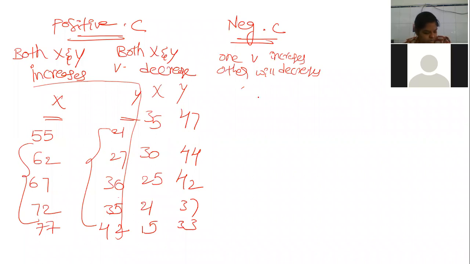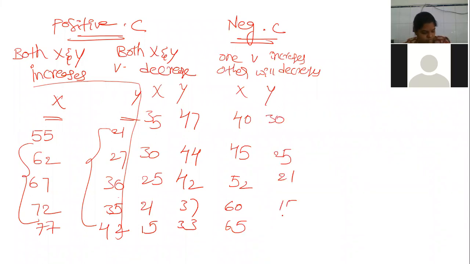Just write down x and y. 40, 45, 52, 60 and 65. And here 30, 25, 21, 15, 12. So in this case, the x variable values are increasing, but the y variable values are decreasing. So these are following opposite direction, right? These are increasing in this pattern and y variable values are decreasing in this pattern.